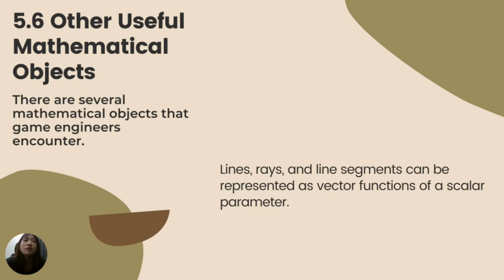Other useful mathematical objects involve the line, ray, and line segment. A ray is a line that extends to infinity in only one direction. A plane can be represented by a point with a unique vector normal to the plane.